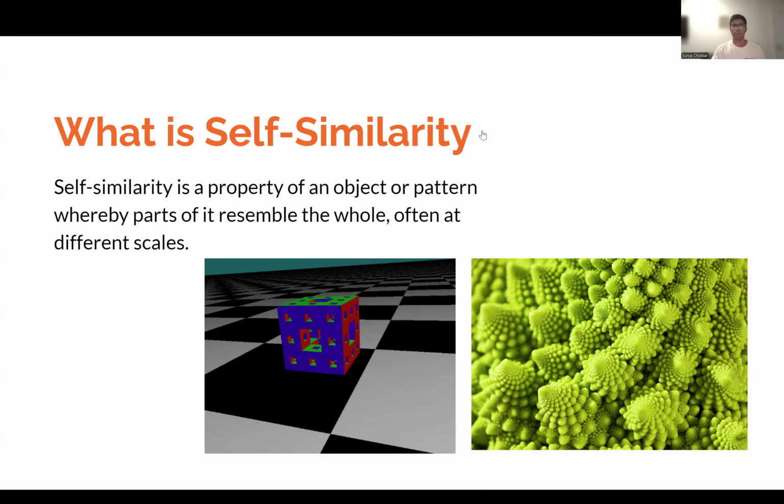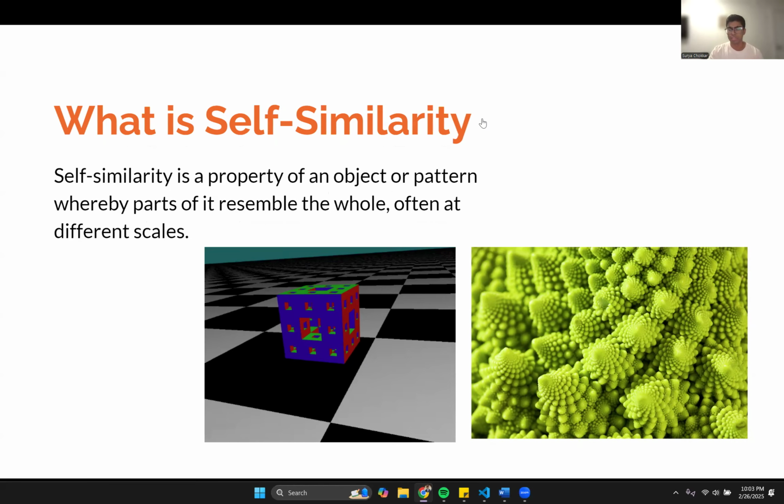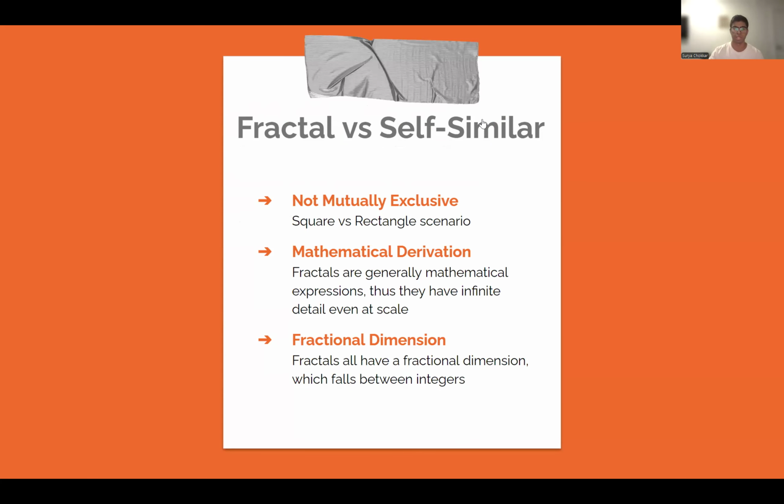So jumping straight into that, what actually does make them different? These two aren't actually mutually exclusive. So think how a square is a rectangle, but a rectangle is not a square. Self-similarity is actually the broader generalization that encompasses a fractal as well. So what actually makes them different?